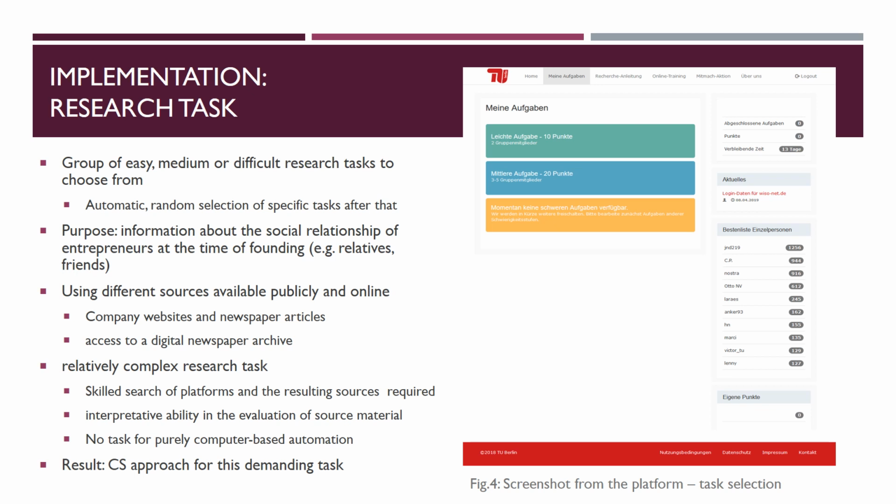Overall, the research task was relatively complex and required specific skills in using online search tools and scanning the respective sources for information. Some kind of interpretive ability in the evaluation of source material was therefore necessary as well. Even in times of big data, automation of such a task would only have been possible to a limited extent due to non-standardized formats of the sources and the need to interpret the data. That was also our reason why we chose a crowd science approach for this task.